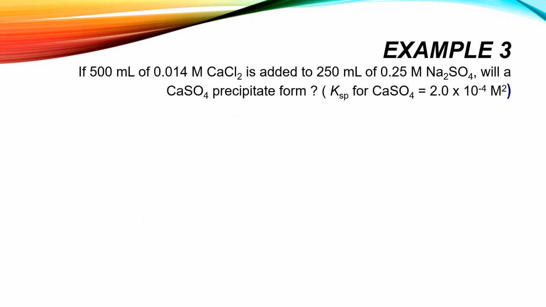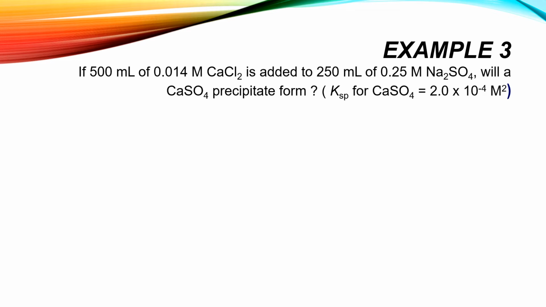Now, let's discuss an example to determine the precipitation. The question is, if 500 mL of 0.014 molar calcium chloride is added to 250 mL of 0.25 molar sodium sulfate, will a calcium sulfate precipitate form? Ksp is given as 2.0 × 10^-4.